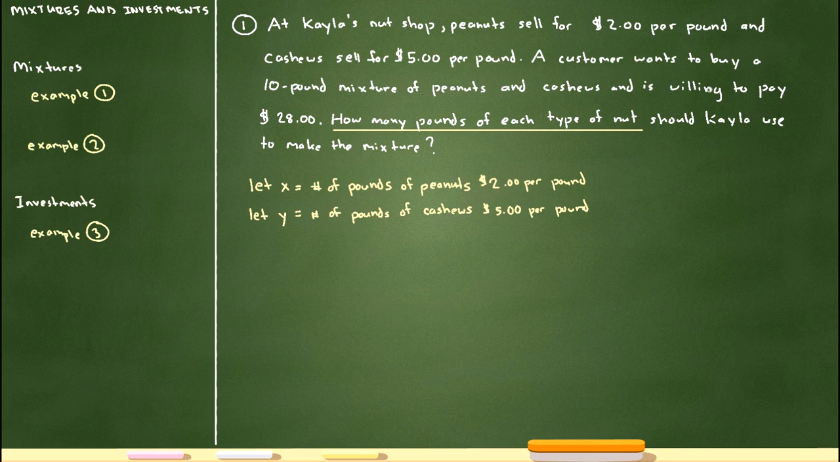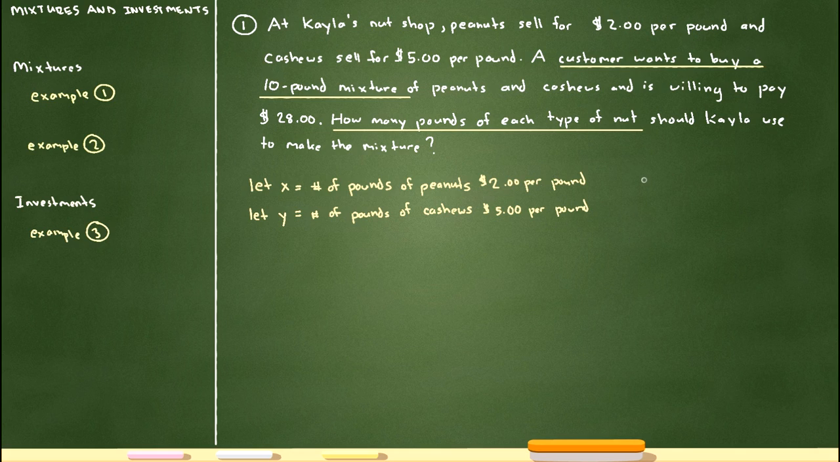Now, a customer wants to buy a 10-pound mixture of peanuts and cashews. Okay, so let's work with that. The customer wants to buy a 10-pound mixture. So this is where the mixture comes in here. This is a mixture problem because we're looking to combine these two separate objects.